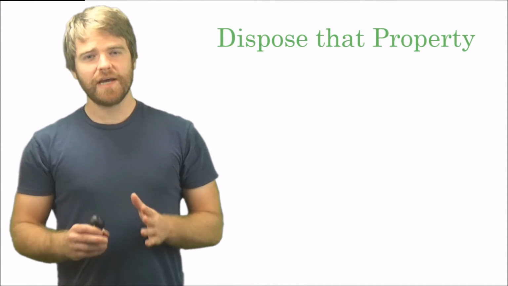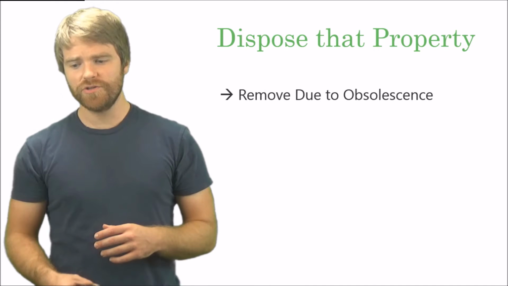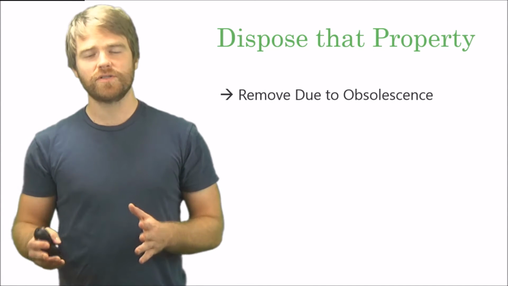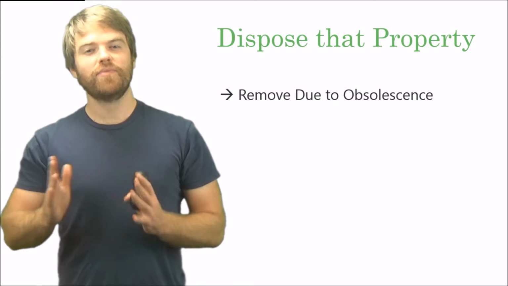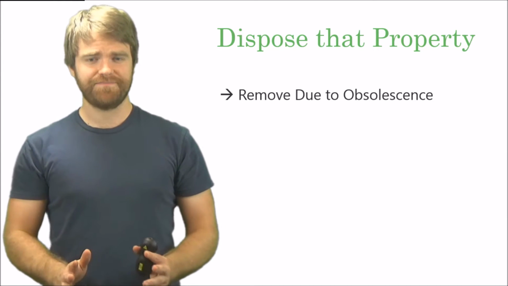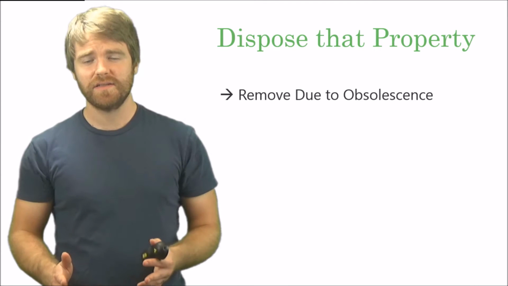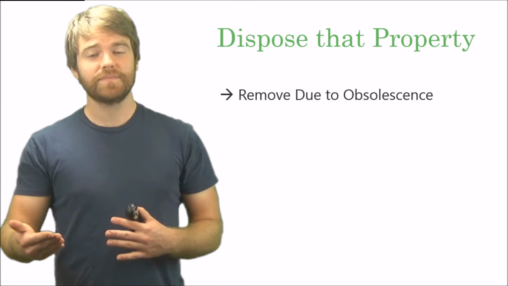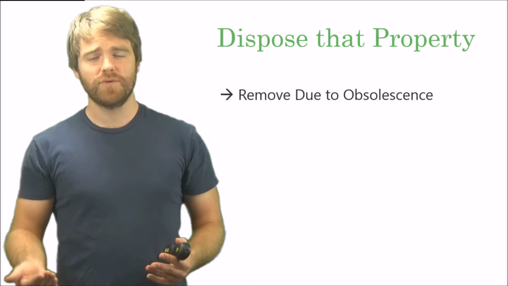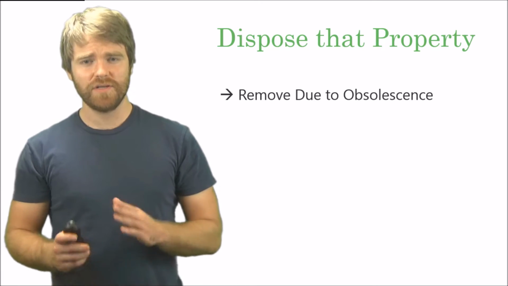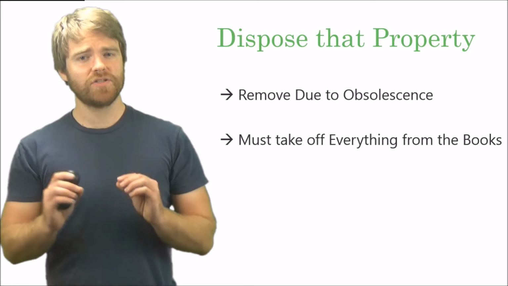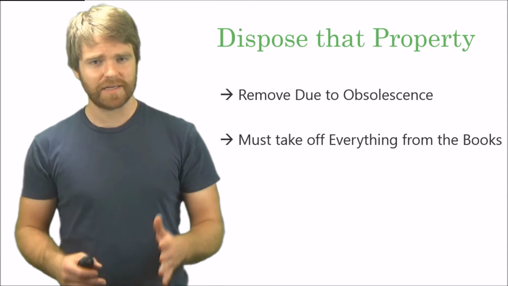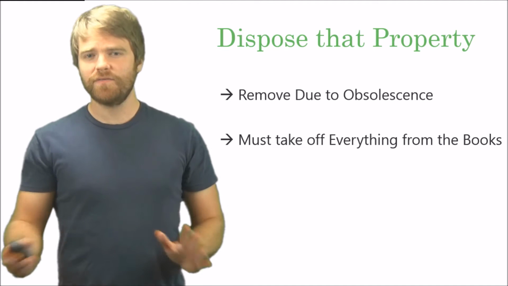Now, when you dispose of that property, usually you remove it from the books due to obsolescence. What does that mean? Well, that means that property has become obsolete. Technology may have advanced, so you need to upgrade it, or you just need to get rid of it, get it off the books. So it becomes obsolete, so you need to dispose of it. You must take everything that's associated with that property, like a piece of equipment, and remove it.